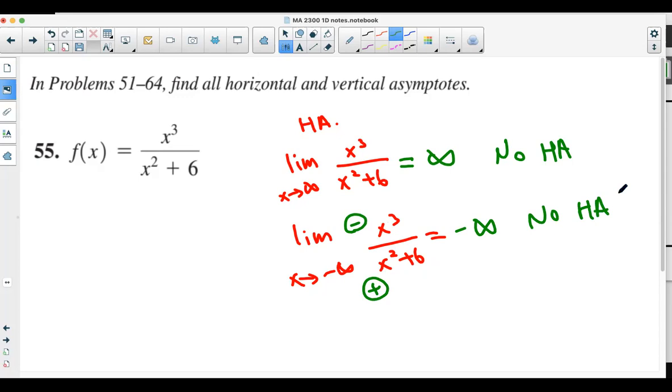But how about the denominator? Can x squared plus 6 ever be equal to 0? Because that's what we're looking at. You realize that x squared plus 6 can never be equal to 0, because when you subtract 6, how can x squared be equal to negative 6? A squared number cannot be negative. So therefore, there's no vertical asymptote. All right, we got that.